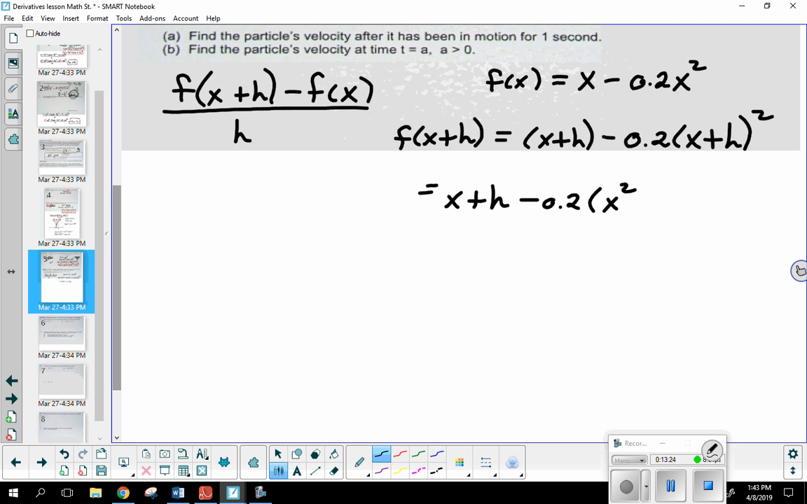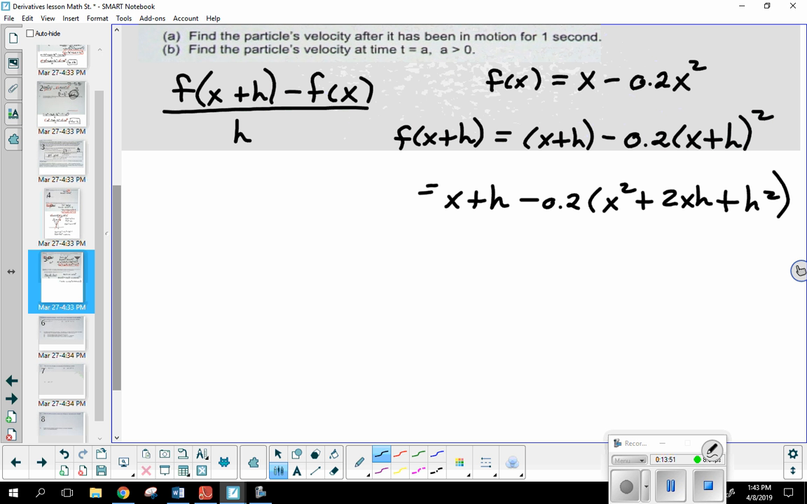x squared plus 2xh plus h squared. Okay. And remember, what was also another way I talked to you guys about doing that? Square the left, square the right, double the middle. And then what was it we said? The answer's in sight? Yeah, there you go.